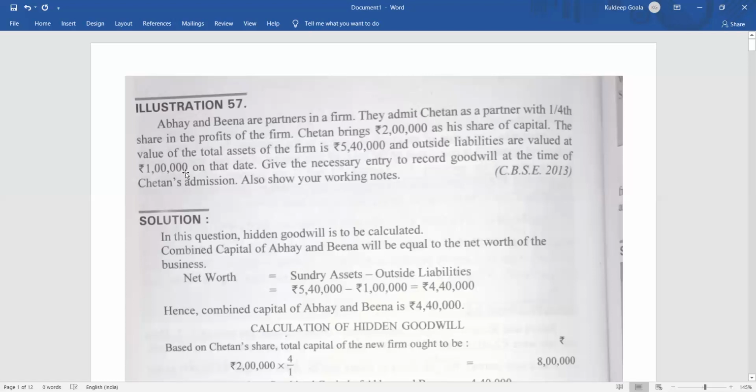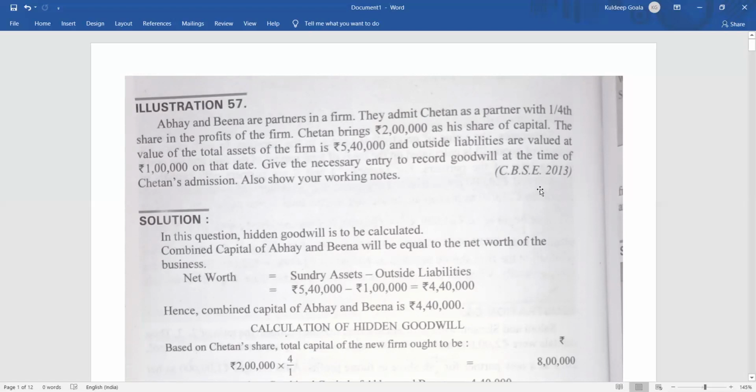Clear? So our net asset or net worth will be 5,40,000 minus 1 lakh. What was the formula? We have already done it at the time of calculation of goodwill: total assets minus external liabilities. So 5,40,000 minus 1 lakh comes to 4,40,000. So our net worth will be 4,40,000. Now it is asked to give journal entries to record goodwill at the time of Chetan's admission, and also to show the working note.